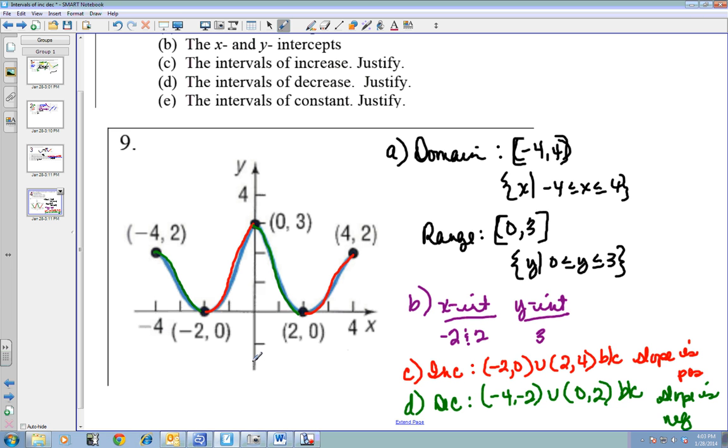And it says part E, intervals of constant. I don't have any constant intervals. I don't have any just straight horizontal lines. So none. Okay, so you have examples of each type of problem on your worksheet, and you will finish those up.